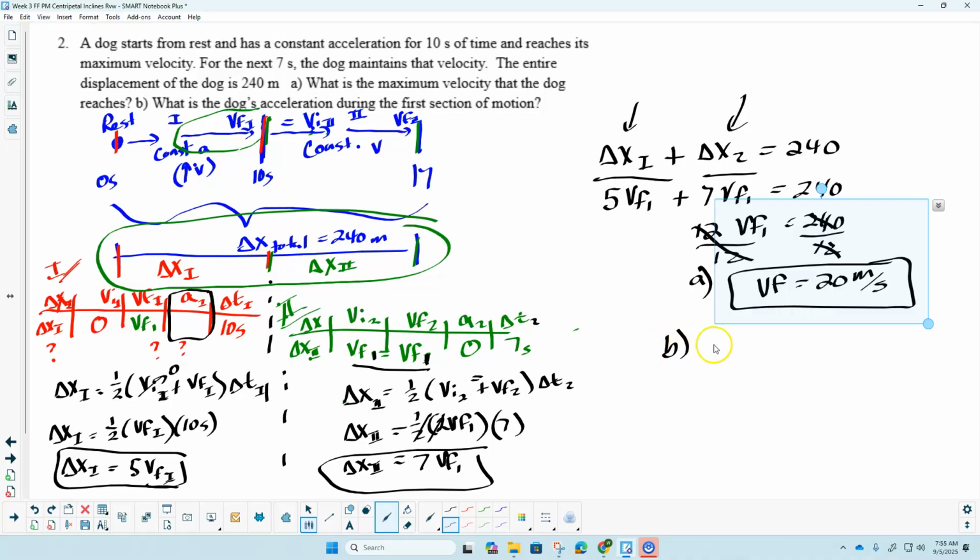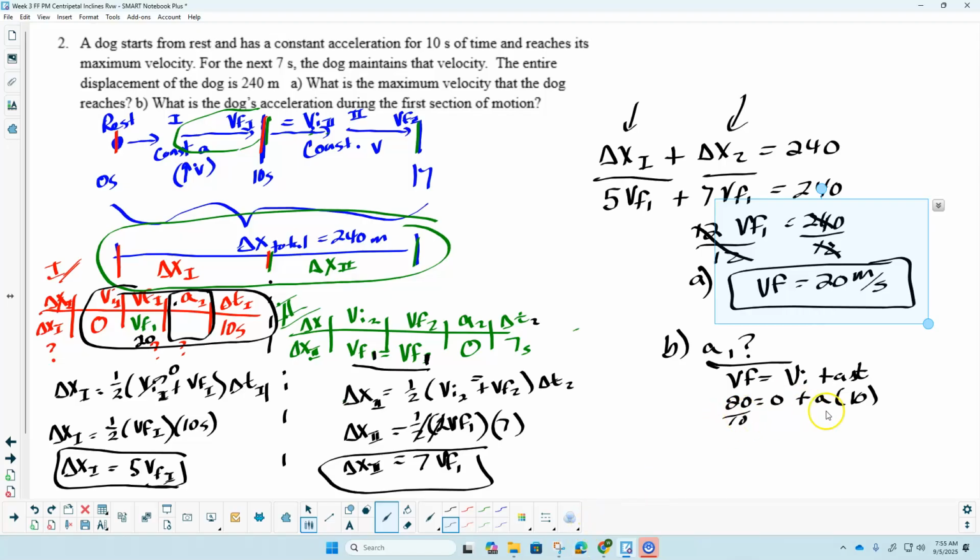Part B wants to know the acceleration in section 1. So we're looking for this acceleration. Now we know this velocity is 20. We could solve for the displacement, but you don't need to. We can just use an equation that doesn't have displacement. So it's just VF equals VI plus AT. If we plug in, 20 equals 0 plus A, which we don't know, and 10 seconds is T. So we're just going to divide through both sides by 10 because the 0 goes away. When you do that, you get an acceleration of 2 meters per second squared. So those are the correct answers.